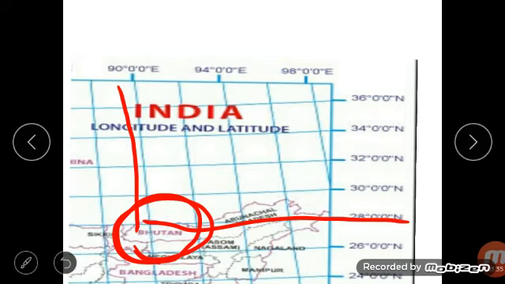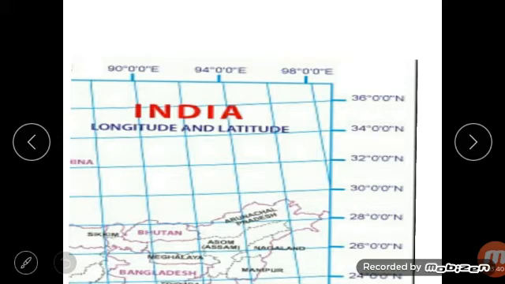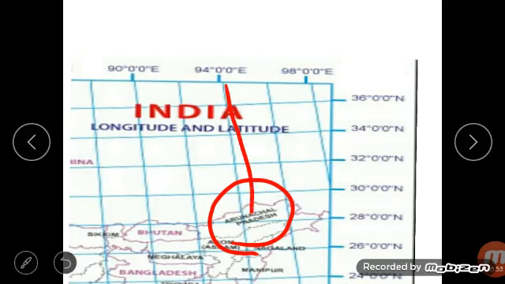Is it clear, children? Now I am telling you one more example to show the location of Arunachal Pradesh, that is in your country. The longitude of Arunachal Pradesh is 94 degree east and the latitude is 98 degree north. So here you know the exact latitude and longitude, and you came to know where Arunachal Pradesh is located in your country India. I hope this is clear to you.